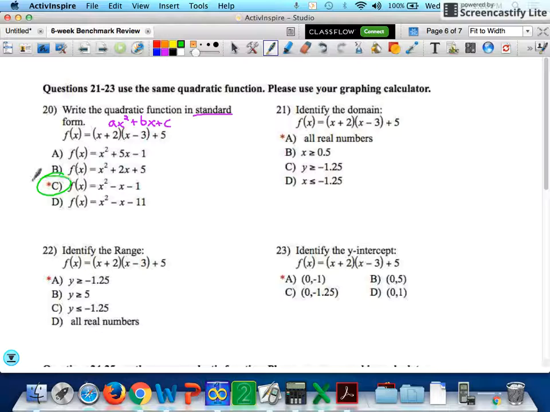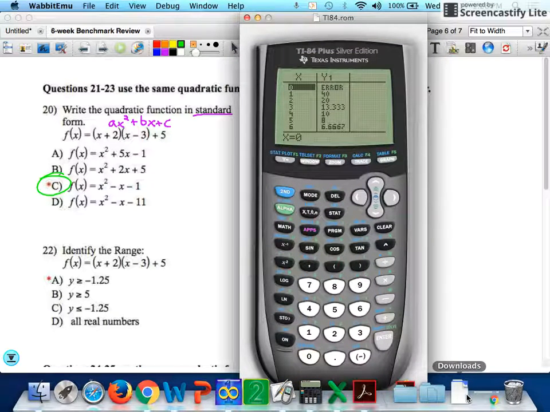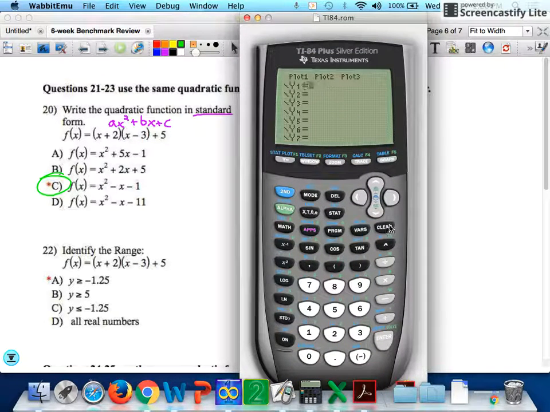For anyone that had me in class today, remember I described to you that you could cheat on this problem, and you can cheat on a lot of these to check them. 20 you can check by typing in the original equation and option C and making sure they're the same exact graph. 21, please don't miss it, guys. If you take a look at the graph of this, you can either graph your original, or I would suggest you, by the way, graph the original.